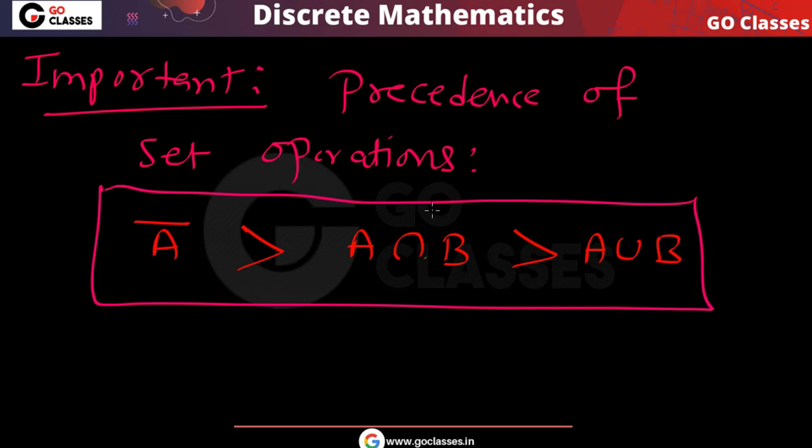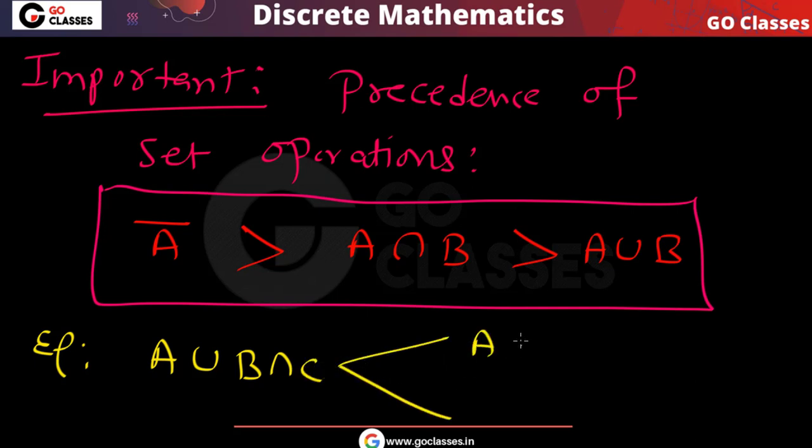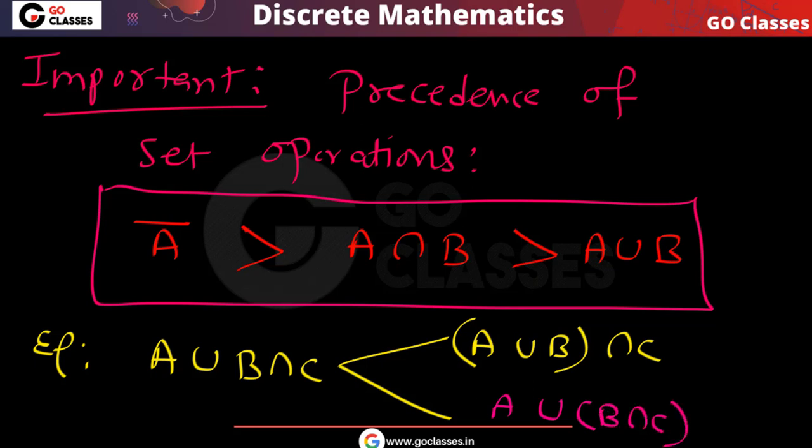It means intersection has more priority than union. What does this mean? Let's assume A union B intersection C. Should I do union first, or should I do intersection first? You can notice intersection has more priority than union, so I should do intersection first. So this is the idea of precedence of set operations.